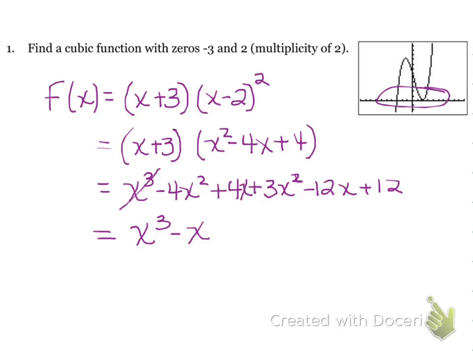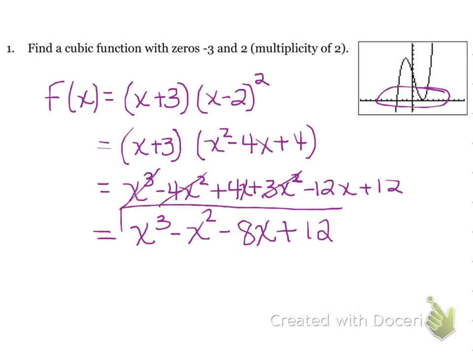This 4 should be 4x. So we get x to the third minus x squared minus 8x and then plus 12. And again, we always need to give our final answer in standard form.